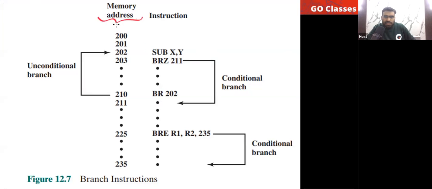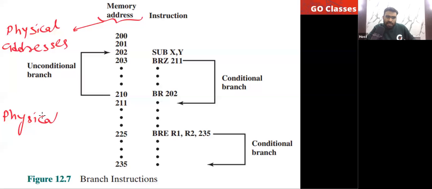See, these are the memory addresses, right? So I can say these are the physical addresses. Physical addresses means memory addresses. Remember, physical address is the same as memory address. Your main memory is also called physical memory. So that is a simple point: physical address means memory address, because your main memory is also called physical memory.